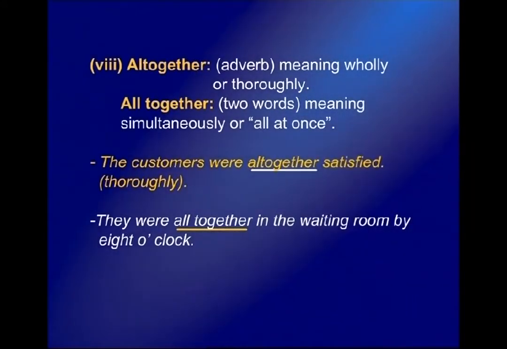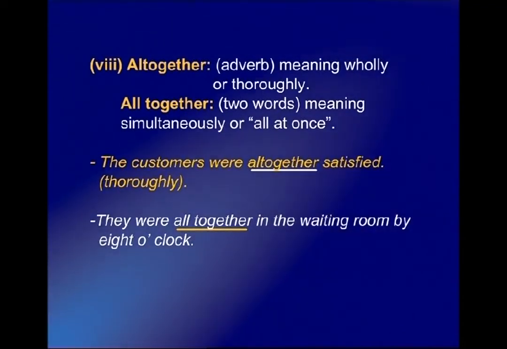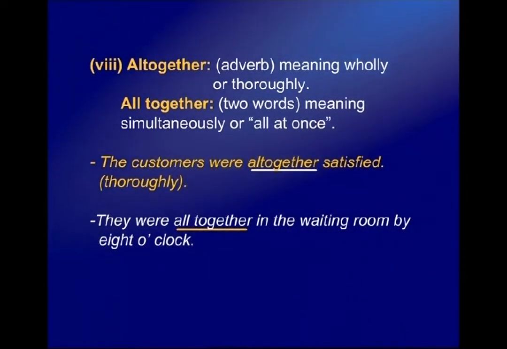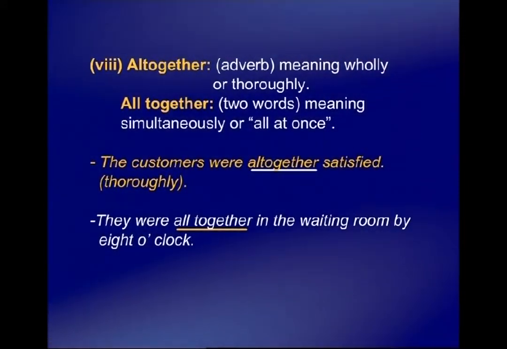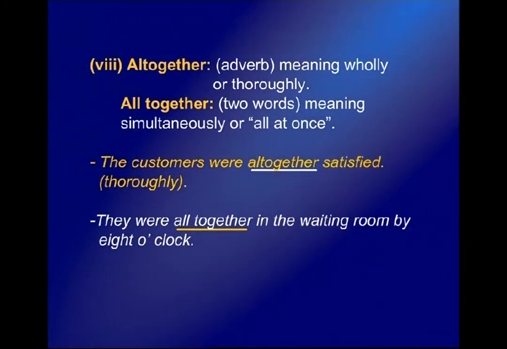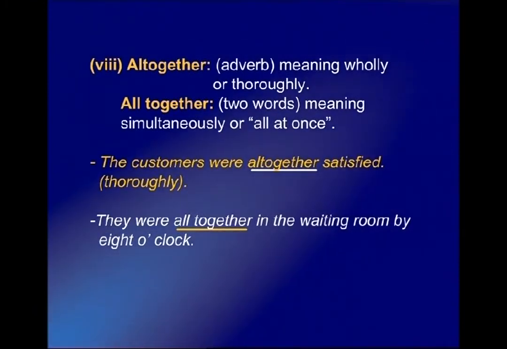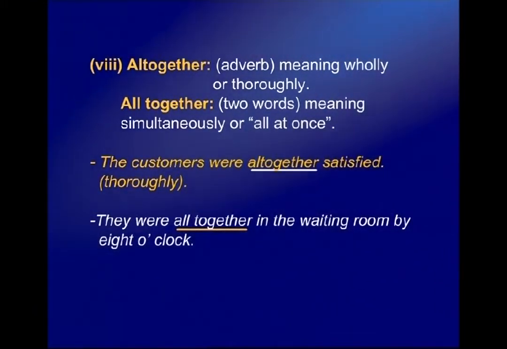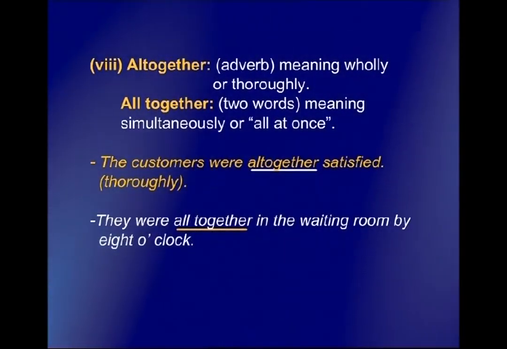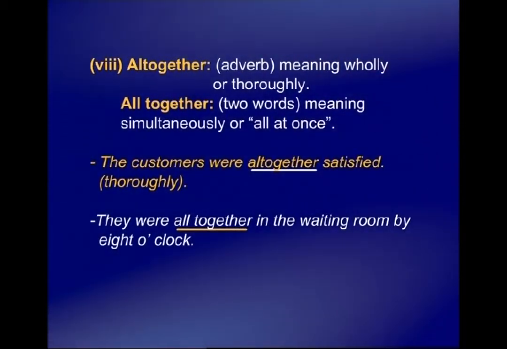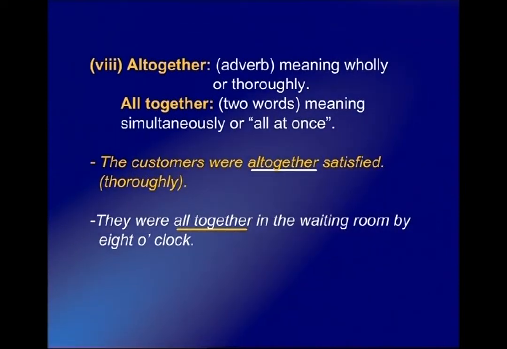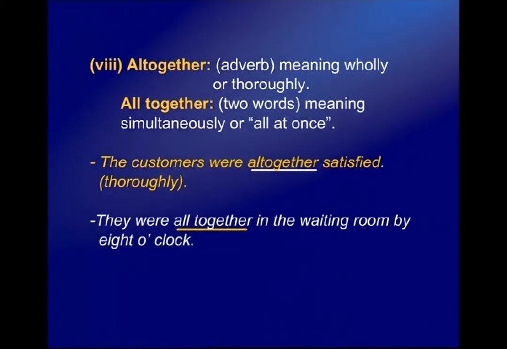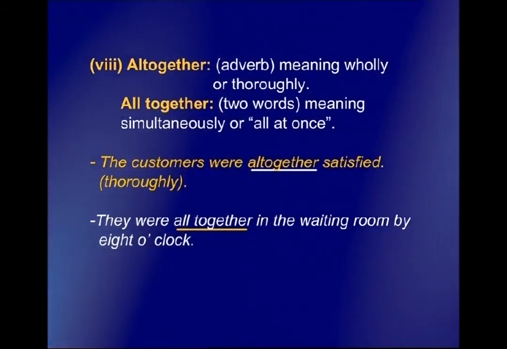The next pair of words are altogether and all together. Again, altogether is one word, A-L-T-O-G-E-T-H-E-R, meaning wholly or thoroughly. It is one word and it's an adverb. The other one, all together, are two words, all and together, meaning simultaneously or at once, all at once. Example, the customers were altogether satisfied. Here you would use the word altogether, which is one word, meaning thoroughly satisfied. And the other one, they were all together in the waiting room by 8 o'clock. All together.